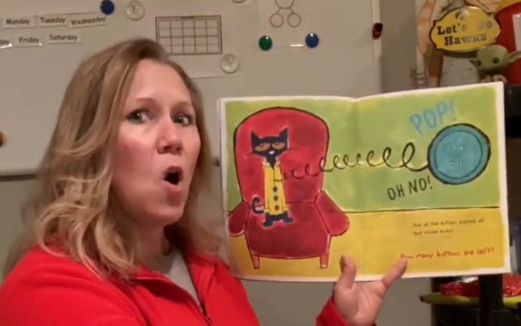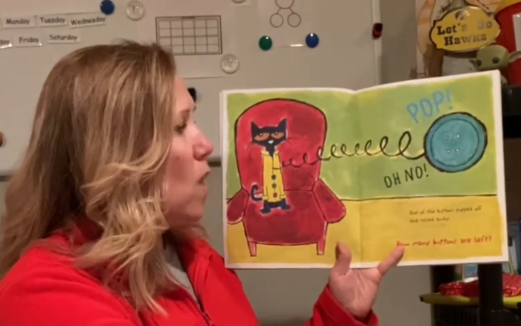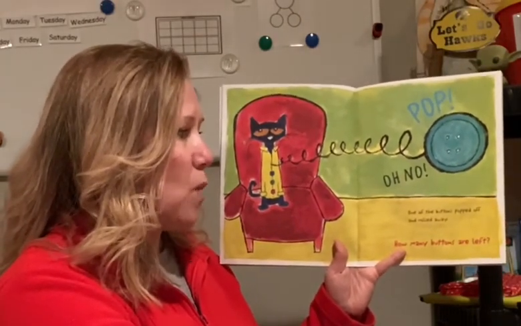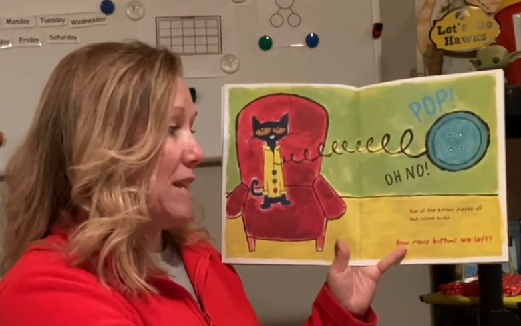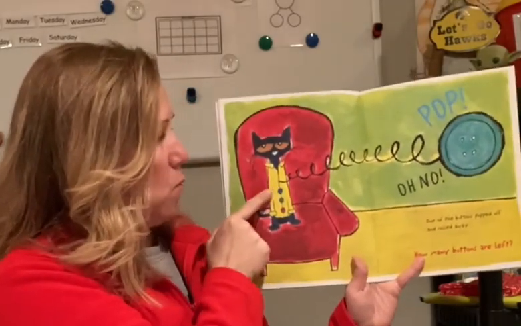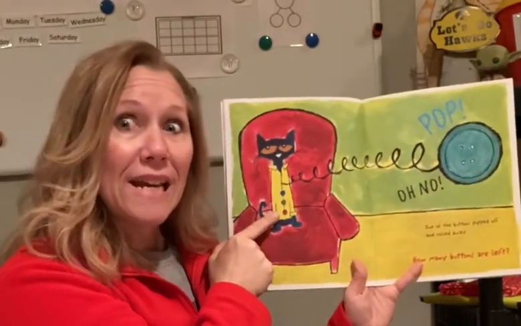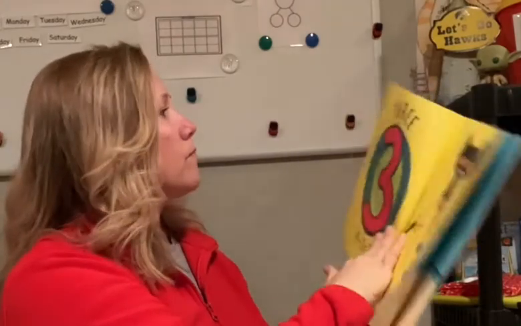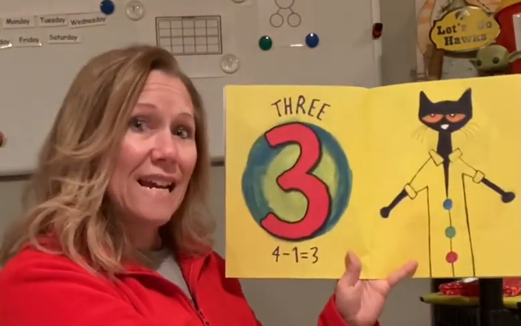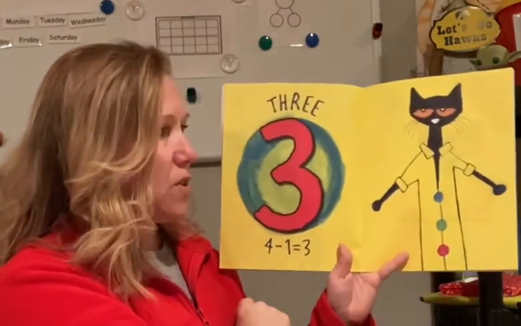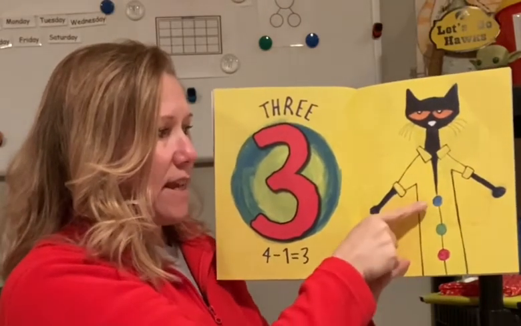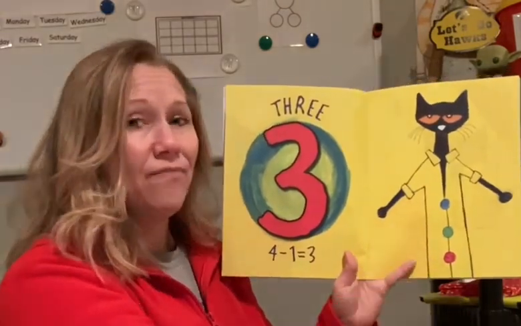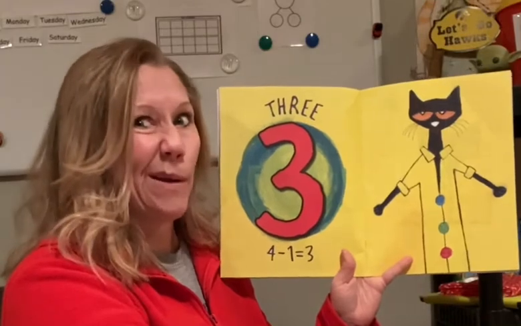Pop! Oh no! One of the buttons popped off and rolled away. How many buttons are left? Let's count them. 1, 2, 3. 3! 4 minus 1 equals 3. Let's check it. 1, 2, 3. Yep, he's only got 3 buttons.